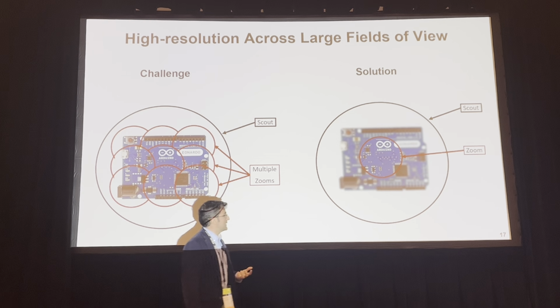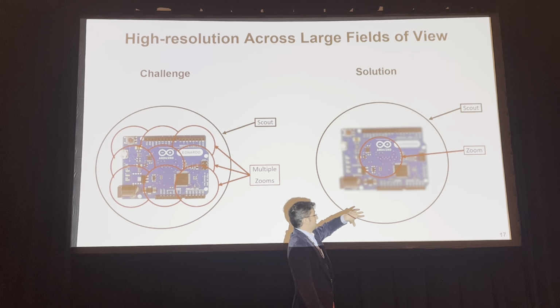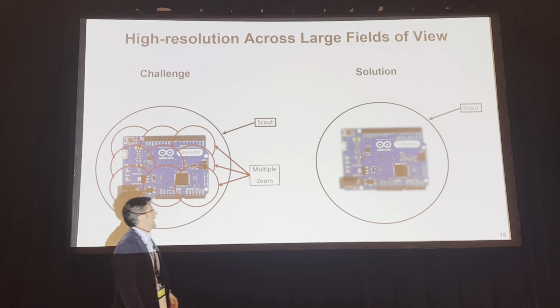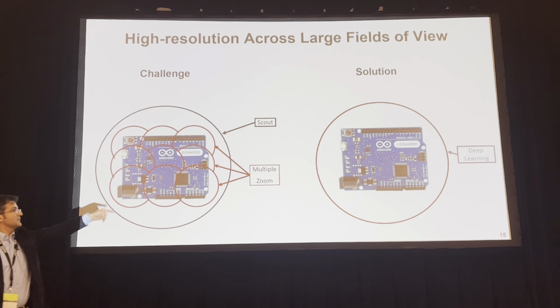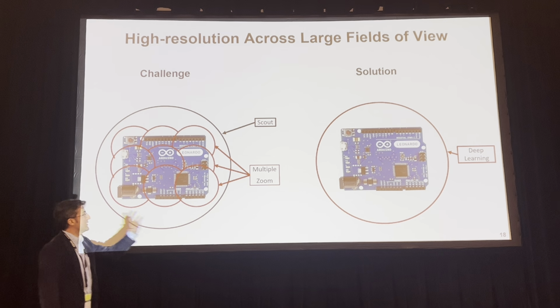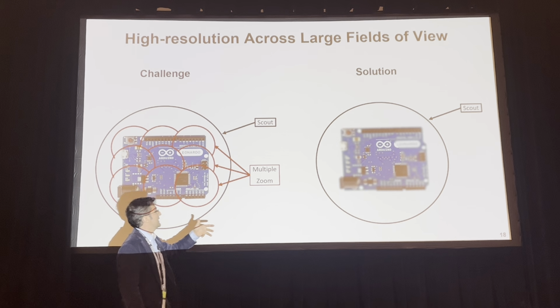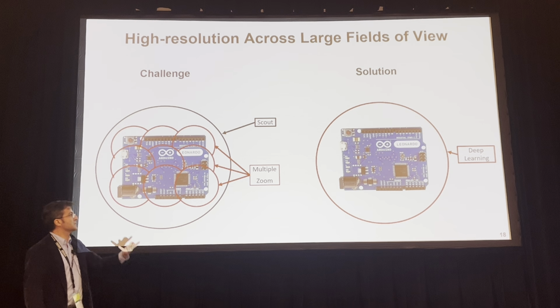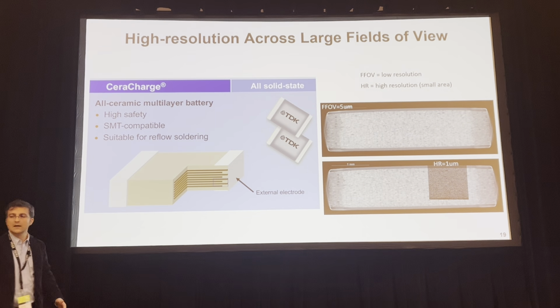Now if you use a deep learning approach, you could take a zoom-in high resolution scan in a small field of view and take a low resolution scan in a large field of view, and then apply deep learning to recover the resolution data that you are looking for in the full field of view. So now you combine high resolution and field of view.